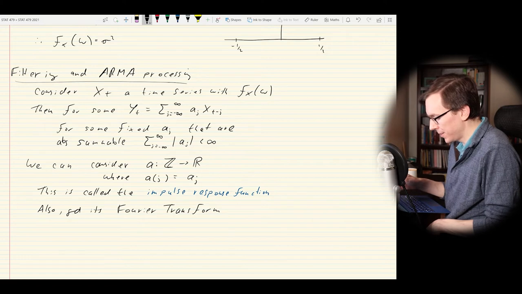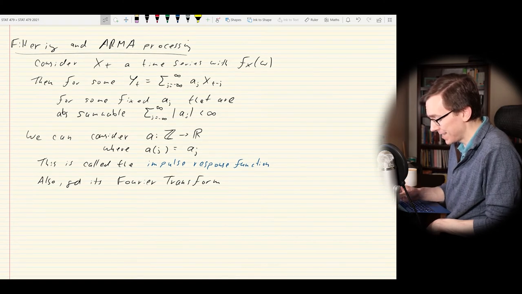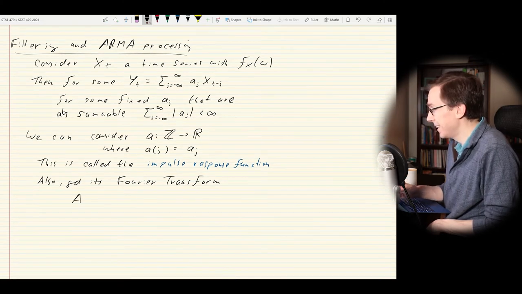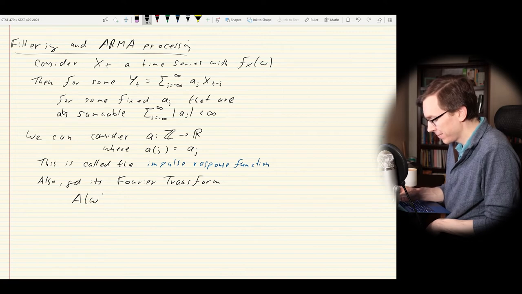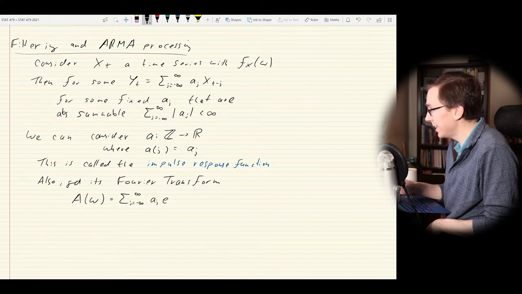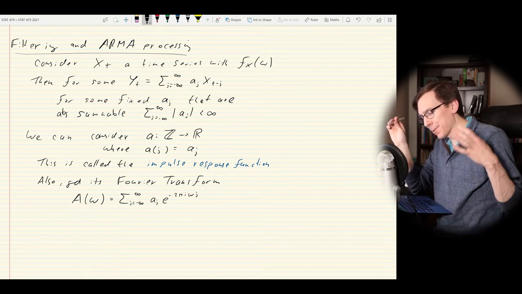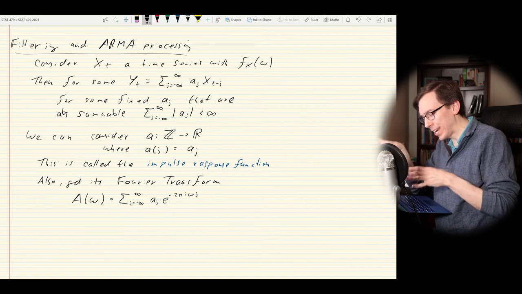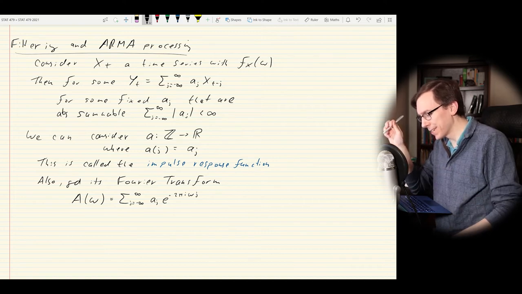Which is called, well, I'll write down what it is first. This is going to be capital A of omega. And this is going to be the infinite sum over j from minus infinity to plus infinity of a_j e to the minus 2 pi i omega j. Where here i, right, is the complex number i, and j is the index that we're summing over.